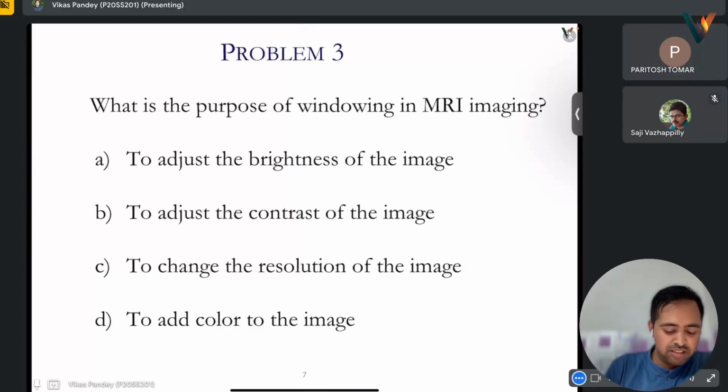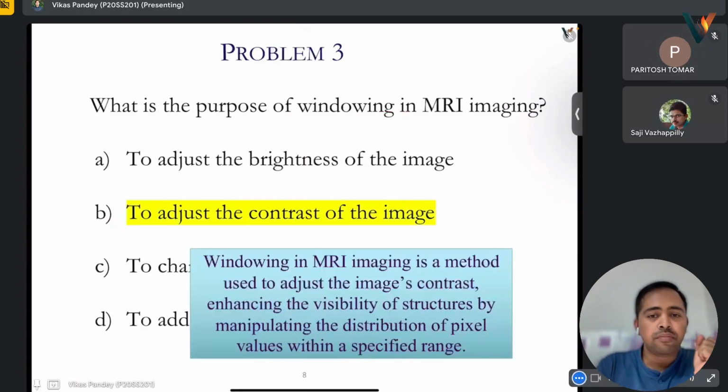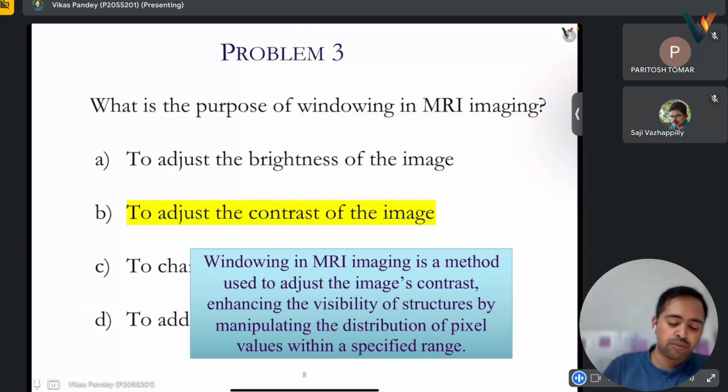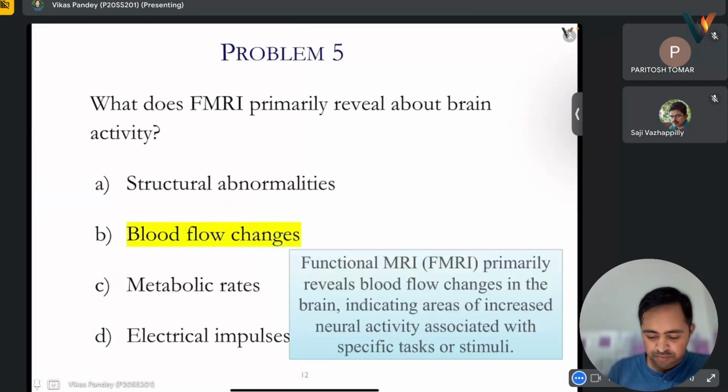For this, I guess contrast is the answer. Yeah, this is contrast. Windowing is used to adjust the contrast of the image. It is a method used to adjust the image contrast, which enhances the visibility, since we will have different structures that we can differentiate within a specified value range.